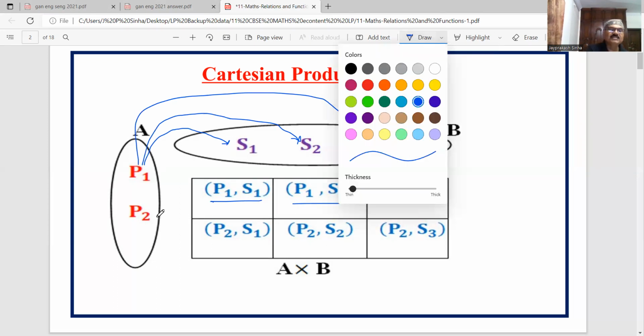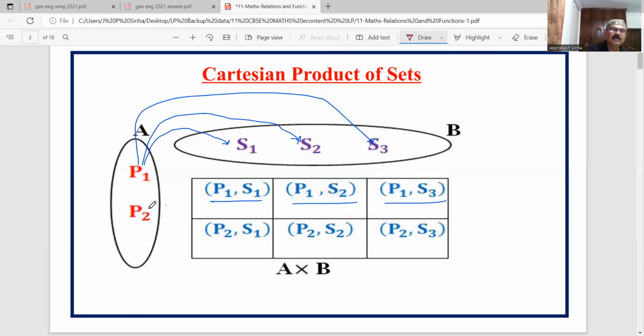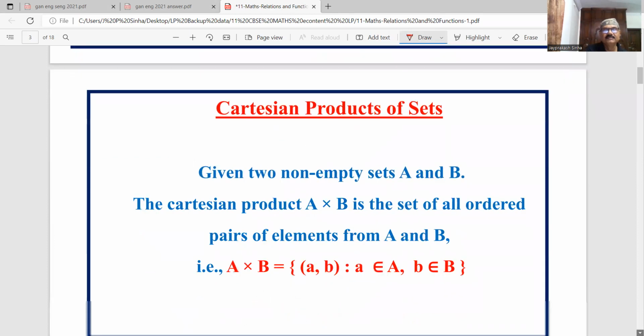So for the second element, we will take the product of P2 with S1, which gives P2 S1, P2 S2 and then P2 S3. Correct? There are P2 S1, P2 S2 and P2 S3. So these are the ordered pairs in the set A cross B, means the Cartesian product of two sets A and B. So this is the definition of Cartesian product of sets.